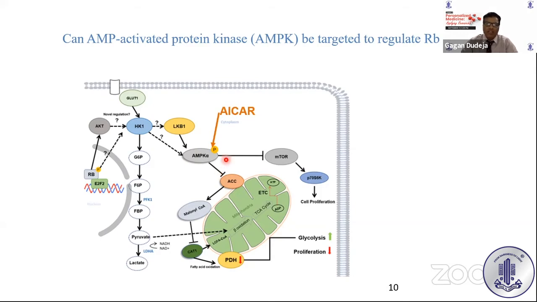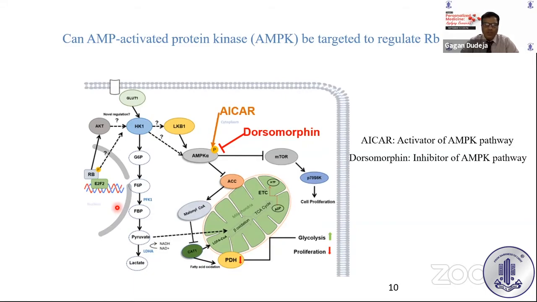So we came to a conclusion that if we target AMPK, we will be able to regulate RB tumor, means we will be able to shrink down the tumor. So how do we do that? We need some molecule, some drug to do. So one of the molecules we can use is ICAR. ICAR will activate AMPK, and dorsomorphin is an inhibitor. We are using dorsomorphin only to complete the experiment. It does not have any role in the treatment here.